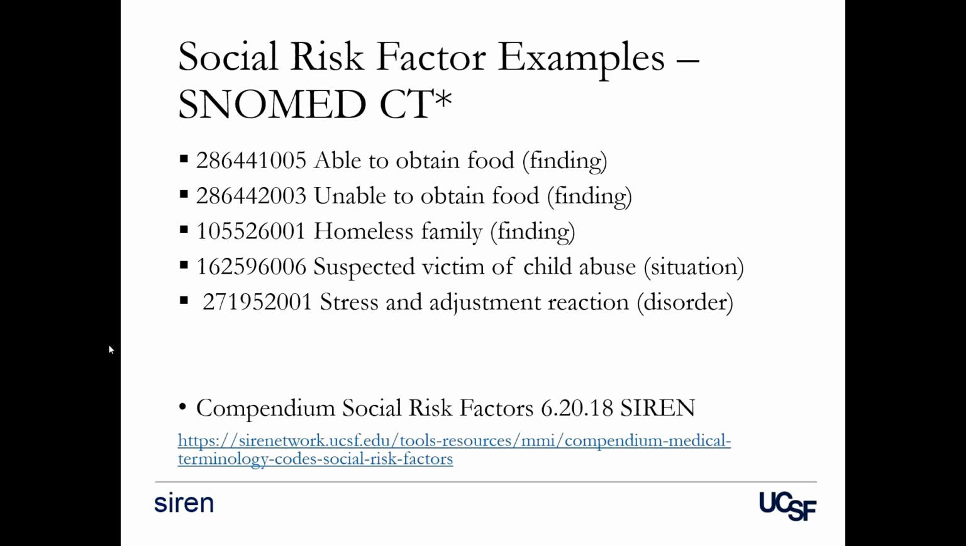In Siren, in the Compendium of Social Risk Factors, they have several examples here using SNOMED CT codes, identifying whether their patient was able to obtain food versus unable to obtain food, if they are part of a homeless family, or suspected victim of child abuse, which is a situation concept, or whether they have a stress and an adjustment reaction disorder.